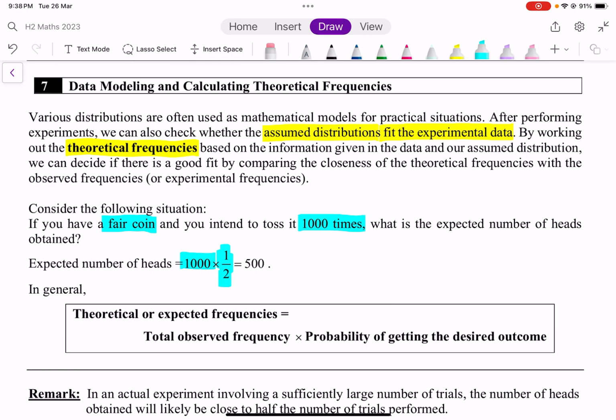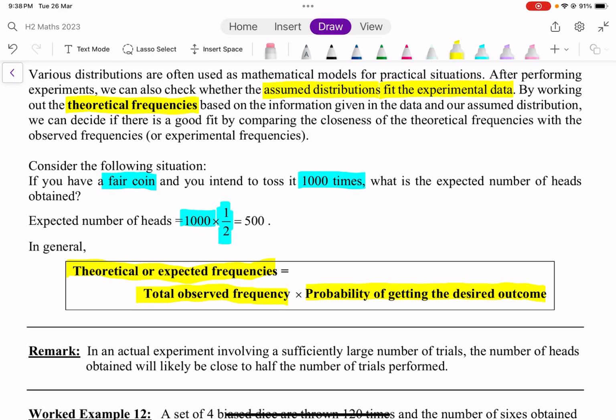So in general, to calculate the theoretical frequencies, what we do is we take the total observed frequency, which in this case is 1,000, and multiply by the probability of the desired outcome, which in this example is the probability of getting a head.